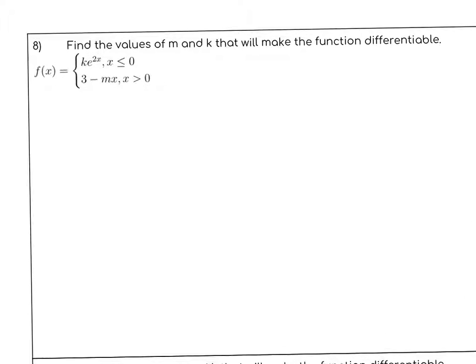Doing the same thing here. From the left side, e to the 0 is 1, so we get k. From the right side, plugging in 0, we get 3. That's nice. Do the derivatives, we'd get 2k e to the 2x, which is going to go away again when we plug in 0. And from the right side, we get -m. So 2k equals -m. That means that m would be -6.